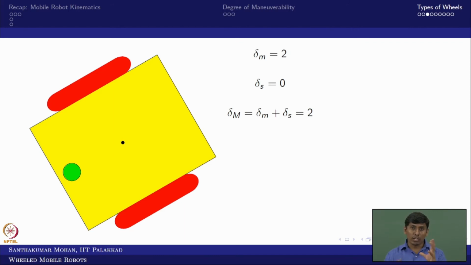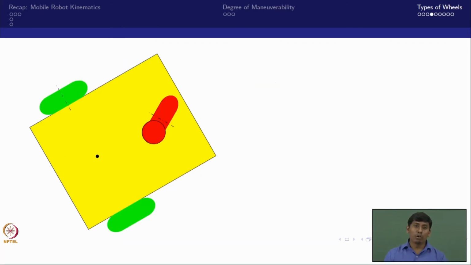Now you got a clarity, right? So now you can understand the degree of maneuverability. We will see a few more examples, and then I will make sure that you are comfortable in identifying the degree of maneuverability. So now we will go further.